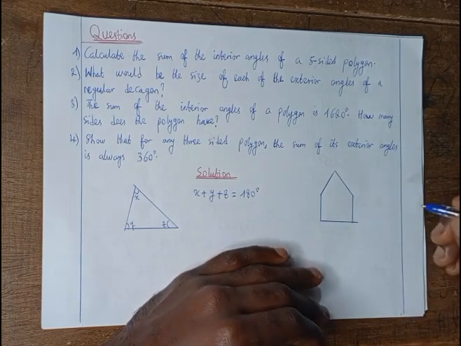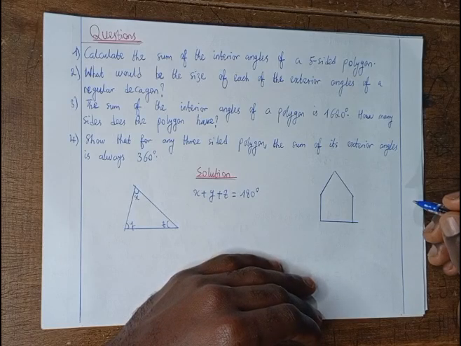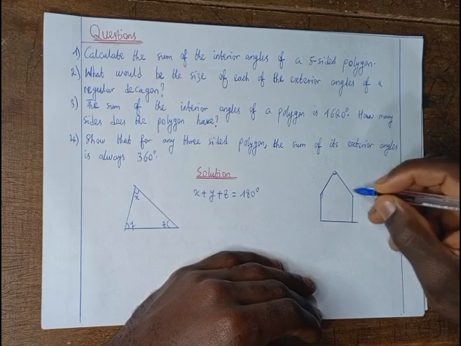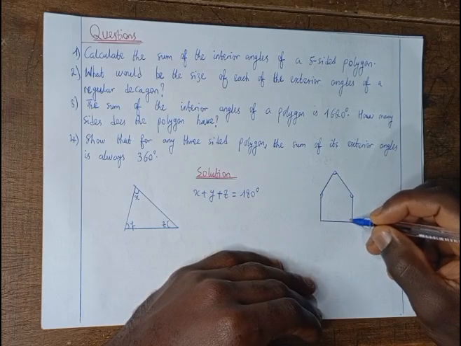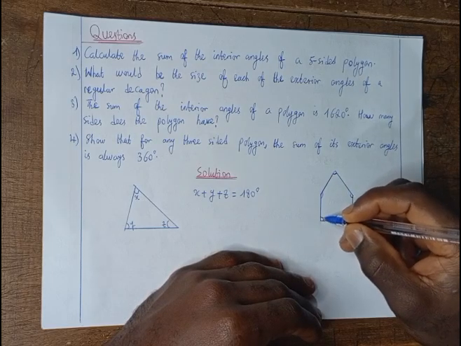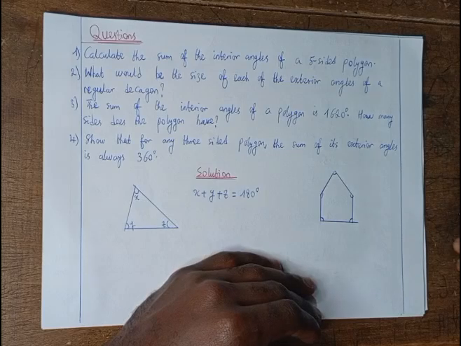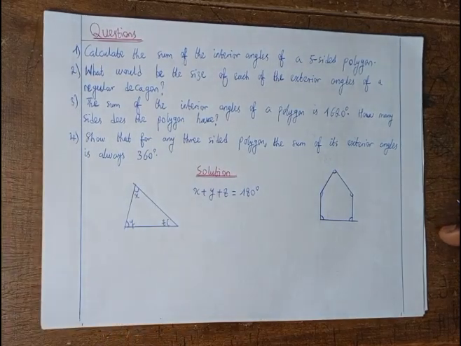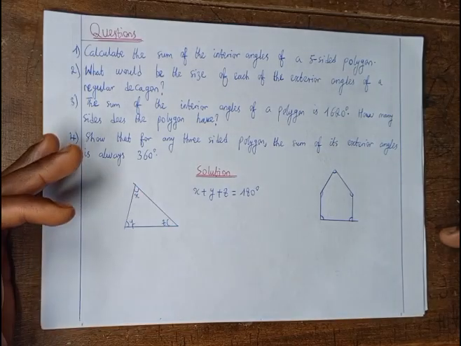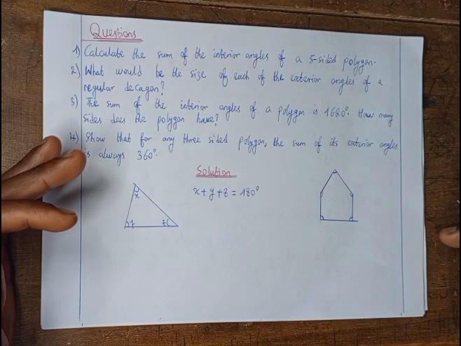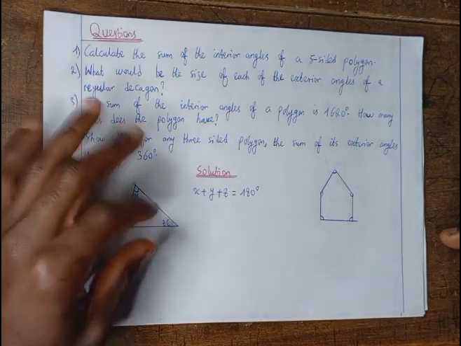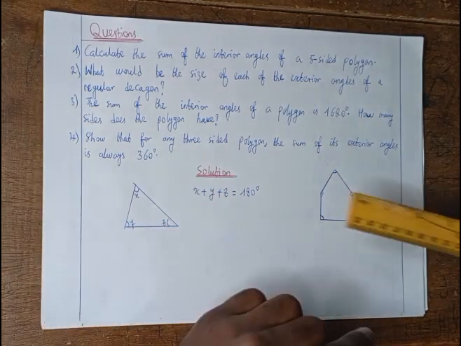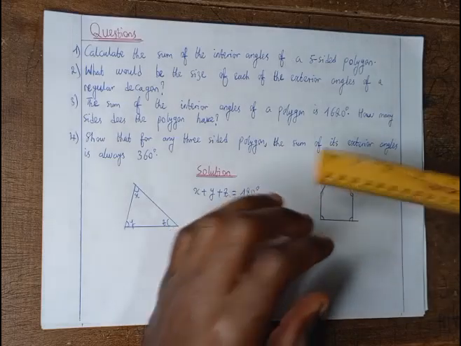For us to calculate the sum of the interior angles of this pentagon, we need to calculate the sum of this angle, this angle, this angle, this angle, and lastly this other angle. We need to sum these 5 interior angles. For us to easily calculate this, we need to start by dividing our polygon into triangles. Since we know the sum of the interior angles of a triangle is equal to 180 degrees, we can divide our pentagon into 3 triangles.